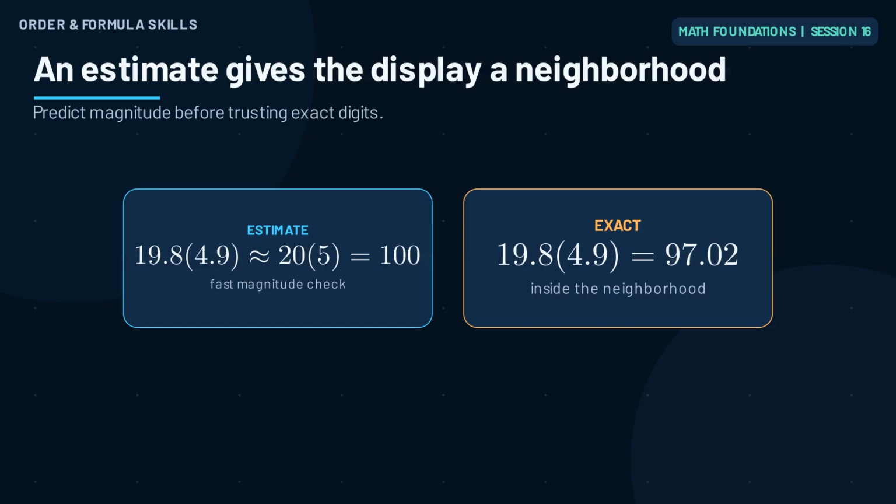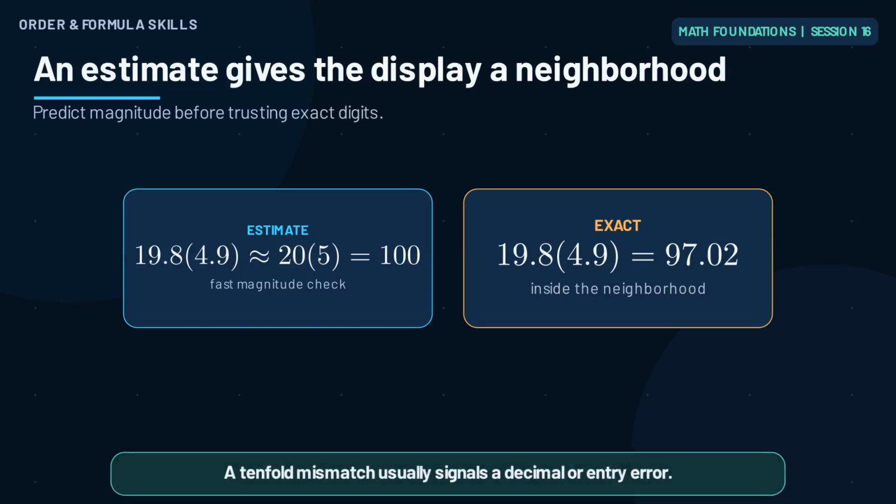97.02 is close to 100, so its size is believable. Estimate and exact value answer different questions, but they should tell the same size story. If the display were 9.7 or 970, suspect a misplaced decimal or key. Estimate first, calculate second, and compare before moving on.